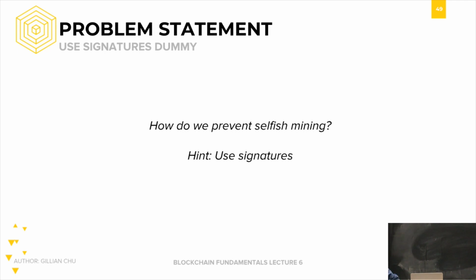It's what it is in real life too. How do we use signatures for this? Any ideas? Why would we need to sign off on anything? These aren't meant to be rhetorical questions. Go for it. To ensure, yeah, that signing off on a block being propagated ensures that it's not being mined on its own chain selfishly.